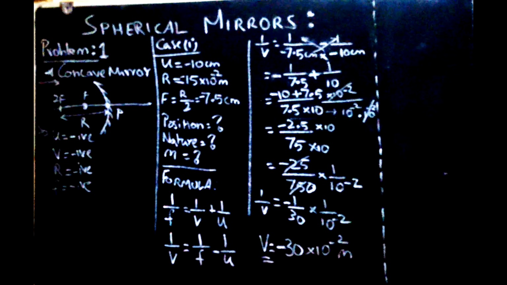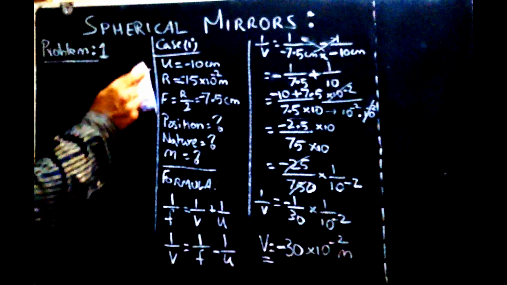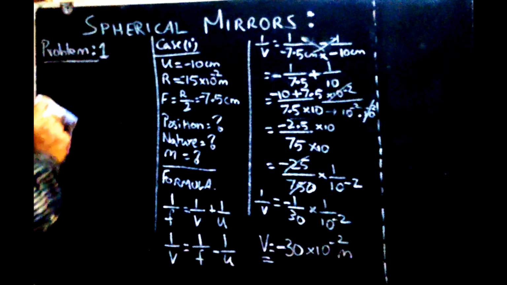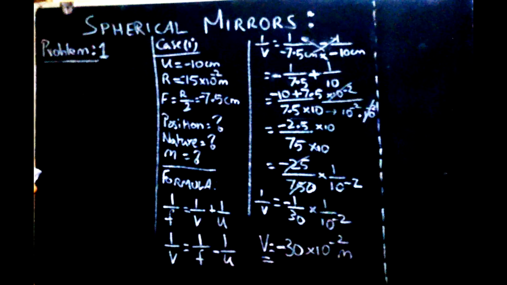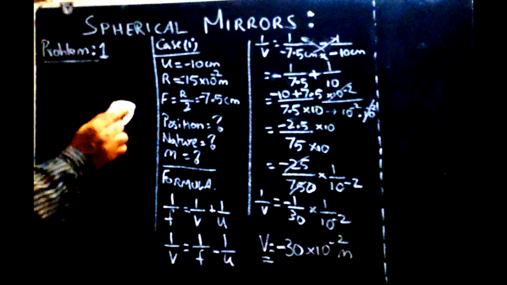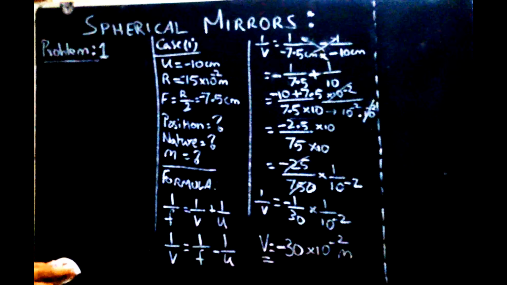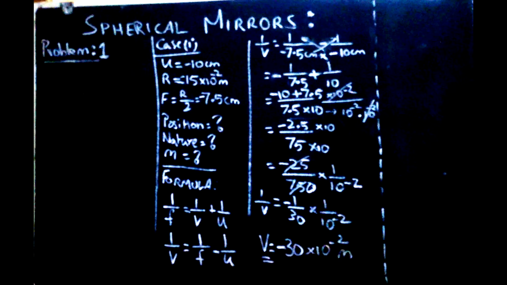Now we have to find out the remaining cases. So still the problem is not over. We have to find what is the position, what is the nature, and what is the magnification. That is the part we are going to do next. So we will be finding out the position, next the nature, and finally the magnification.